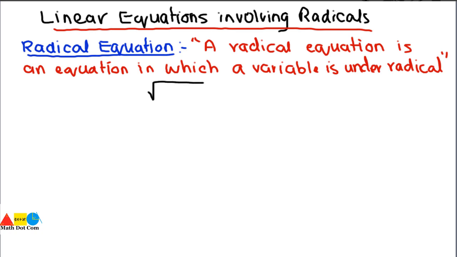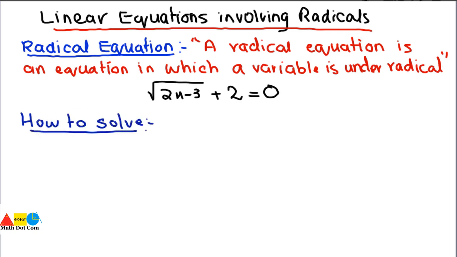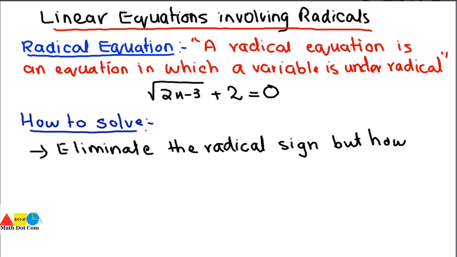For example, square root of 2x minus 3, plus 2 equals 0. An equation like this is a radical equation, as we have a variable that is under the radical sign. Now how will you be able to solve such equations? Let's find it out. We will write the steps for how you can solve a radical equation. First of all, you have to eliminate the radical sign. But how? Let's see how you can do this.